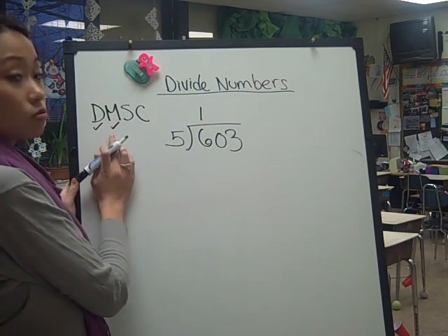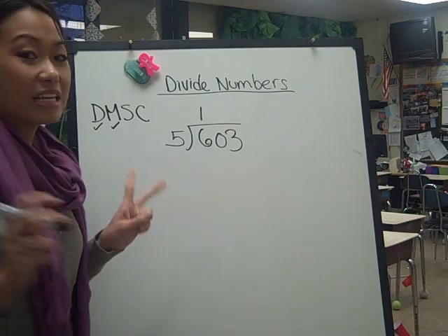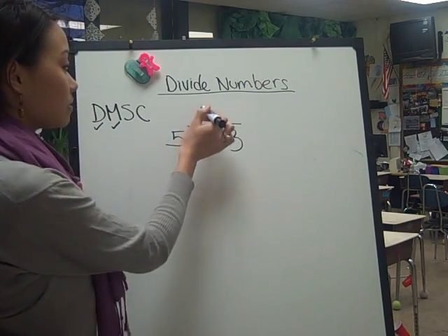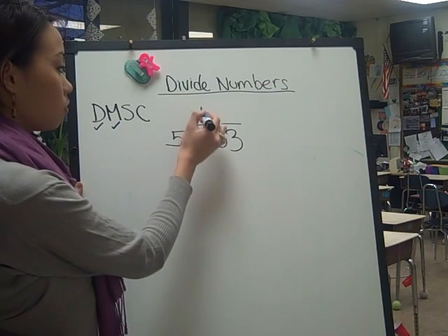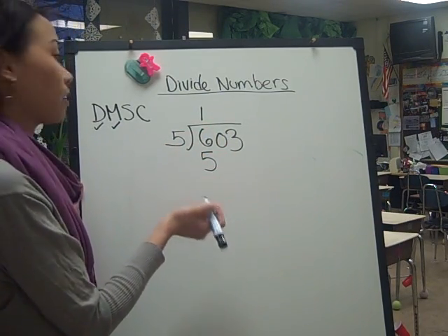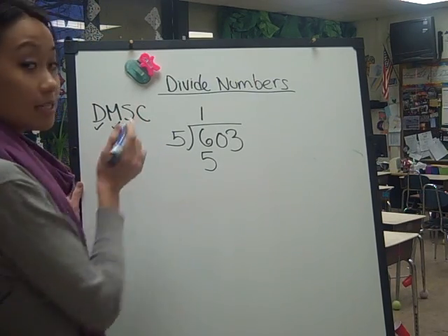Now it's step 2. It's time to multiply. I call this zigzag multiplying. I'm going to take my 1 and my 5, zigzag multiply. So 1 times 5 is 5. Okay, following along.